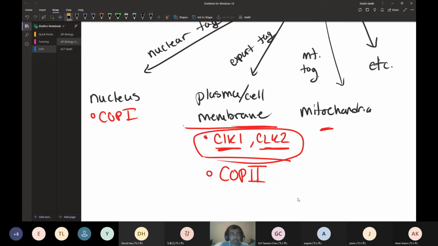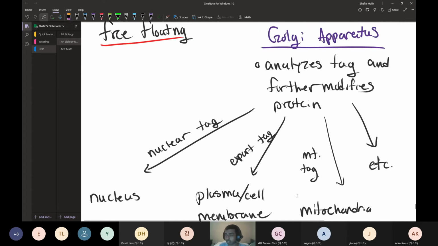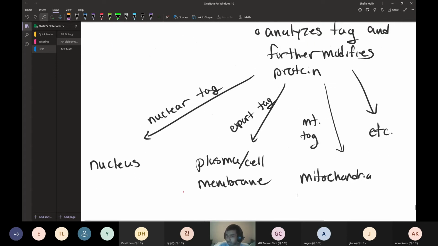The only thing you need to know is that in the Golgi apparatus, whatever tag there is, it will be understood by the Golgi apparatus, and then depending on the type of tag, it will go to the correct location, assuming everything in the cell is working correctly. So if the Golgi apparatus reads that there is a nuclear tag, it will send the vesicle to the nucleus. Does that make sense to everybody? Any other questions?